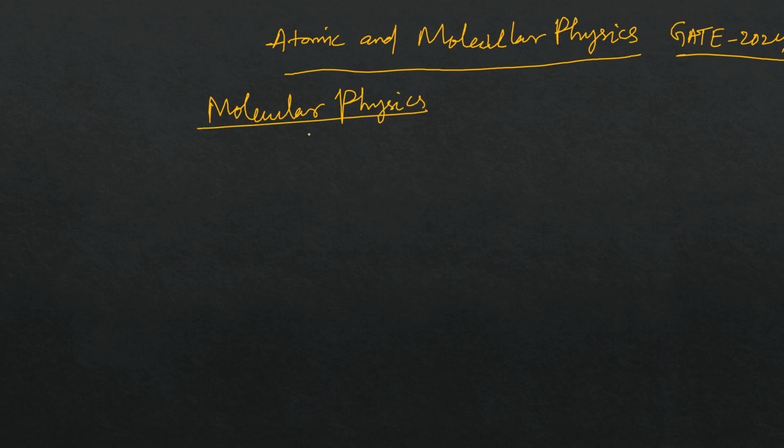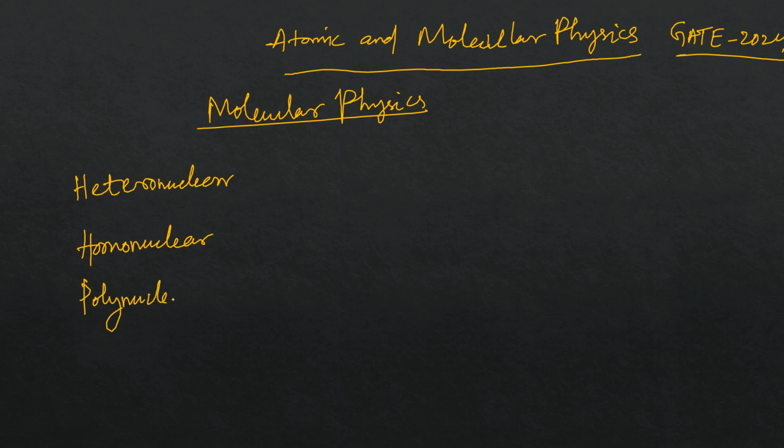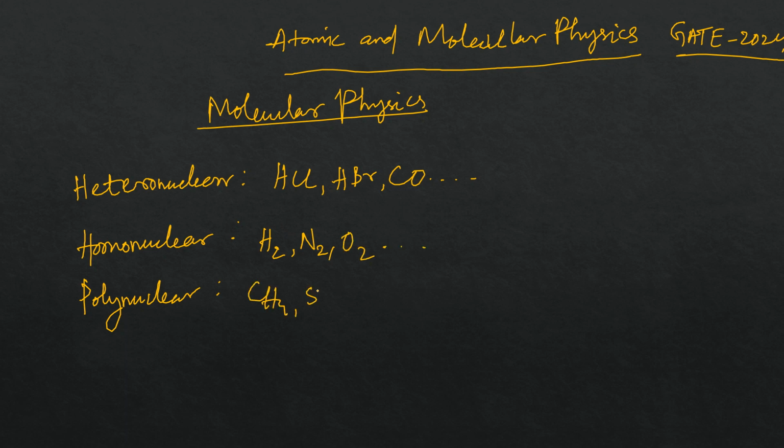There are heteronuclear, homonuclear, and polynuclear molecules. What is heteronuclear? Heteronuclear are HCl, HBr, CO, etc. Homonuclear are H2, N2, O2, etc. And polynuclear are CH4, SF6, and P2O5, etc.